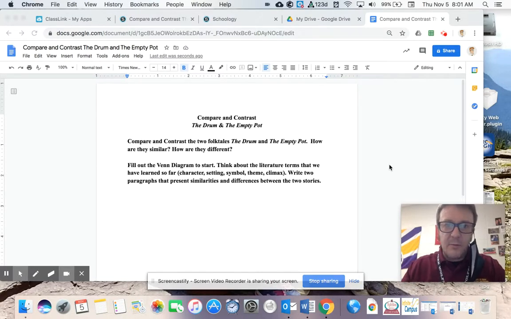Today I'm going to go over my expectations for the compare and contrast the drum and the empty pot writing assignment. First, I'll just read this prompt to you. It says, compare and contrast the two folktales, the drum and the empty pot. How are they similar? How are they different? Fill out the Venn diagram to start.